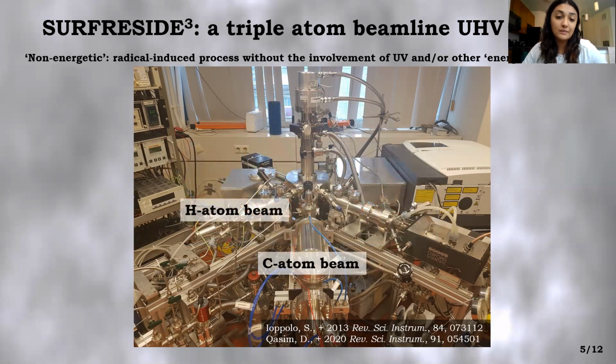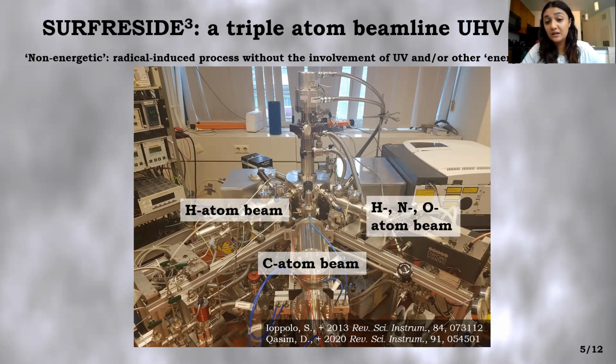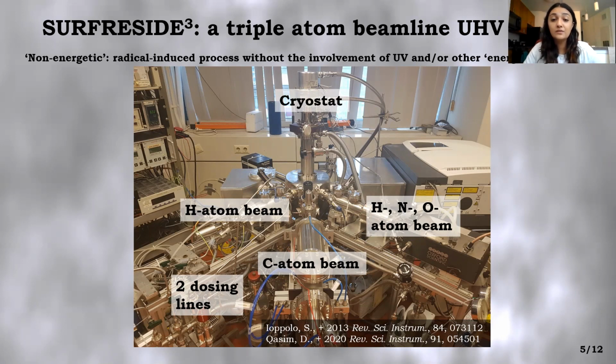We have a hydrogen atom beam source that produces hydrogen atoms by thermally cracking hydrogen molecules. We also have a microwave atom beam source that allows us to produce hydrogen atoms as well as nitrogen and oxygen atoms. We have two independent dosing lines that are turbomolecularly pumped. The cryostat is used to cool and heat the sample, and this is where the ices are grown. And then all the analysis is performed by a quadrupole mass spectrometer and a Fourier transform infrared spectrometer.